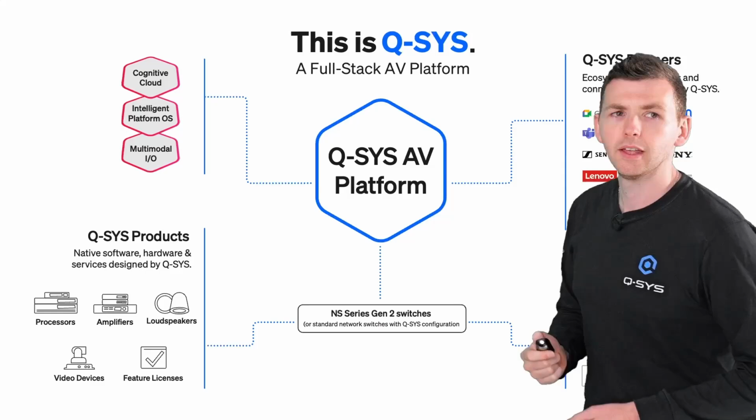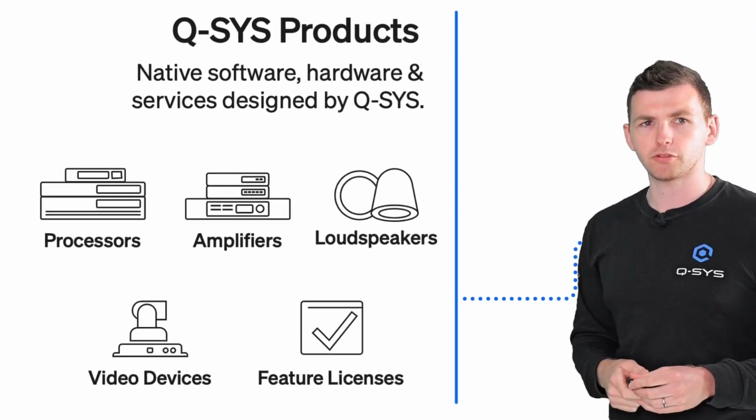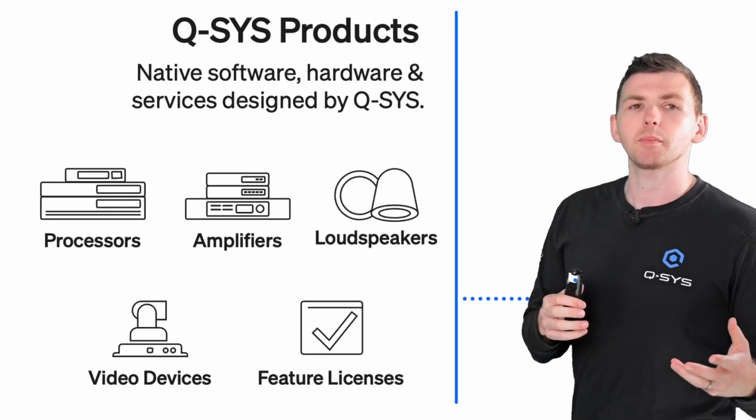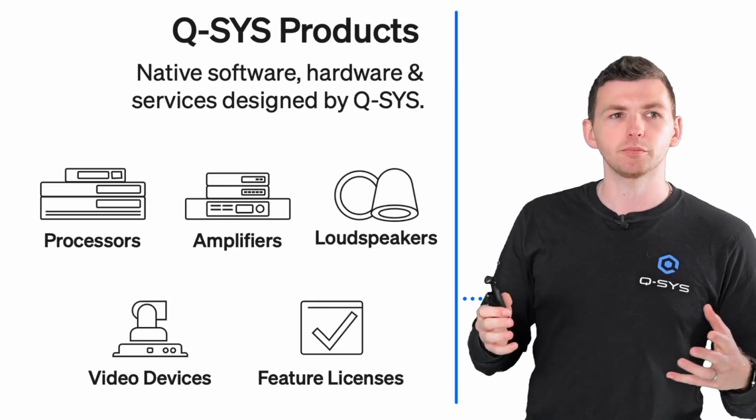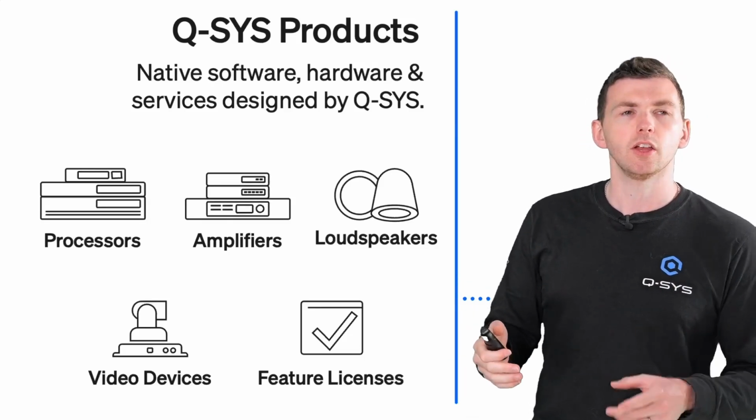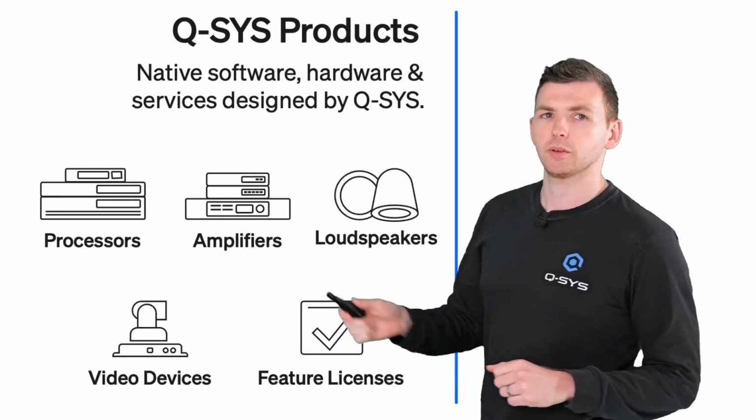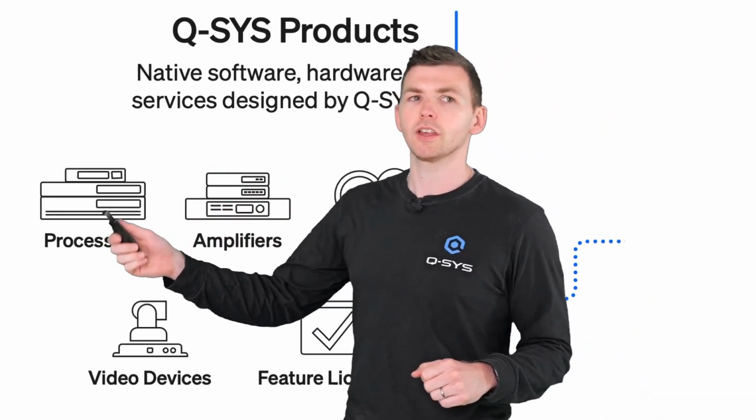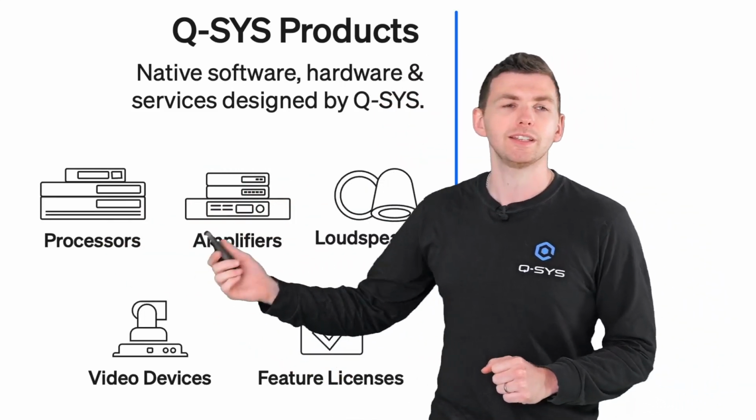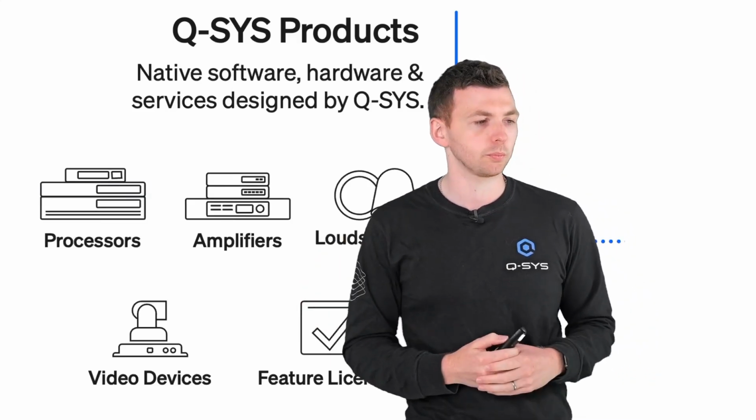Now, let's talk a little bit about this, about some Q-SYS products, because again, unlike many other manufacturers that will make a number of different products, they're all going to work differently. With Q-SYS, that's not the case. Okay, we're going to talk first about processors, and then we're going to come and talk about some of these other things, which we call Q-SYS peripherals.